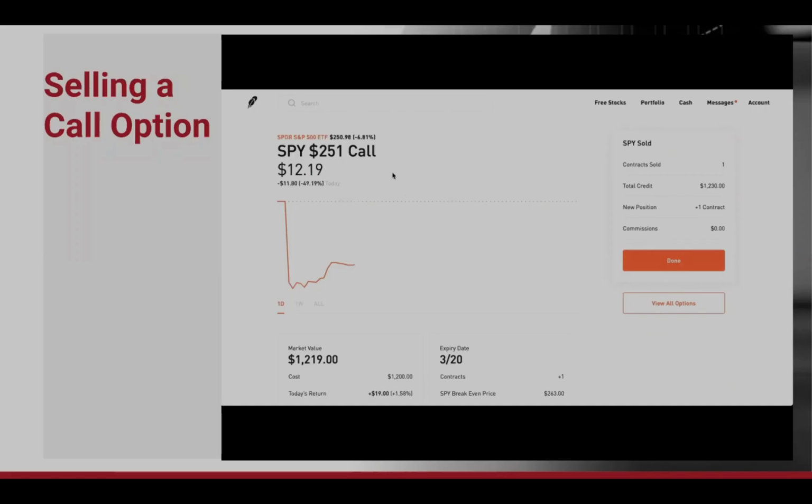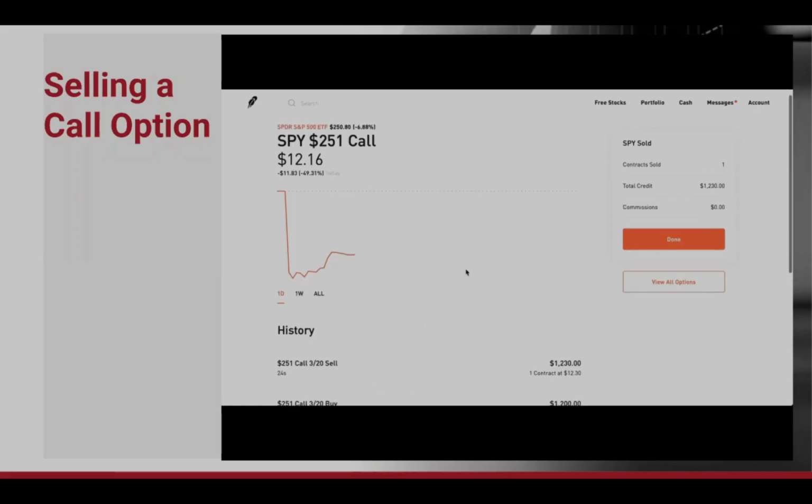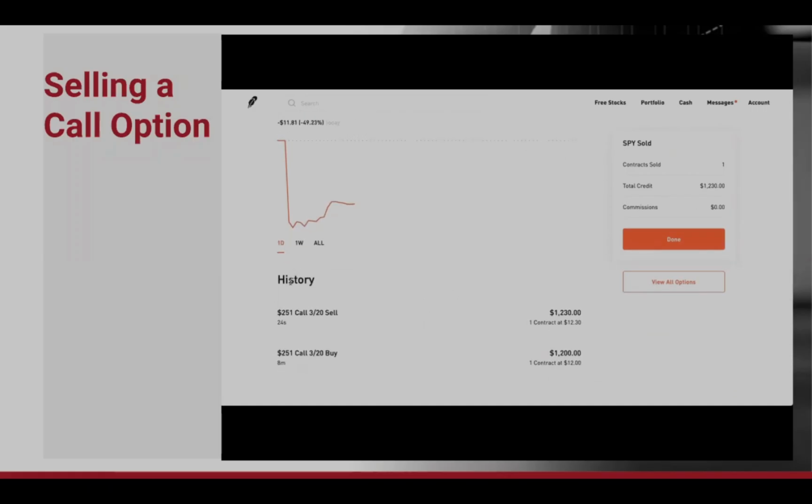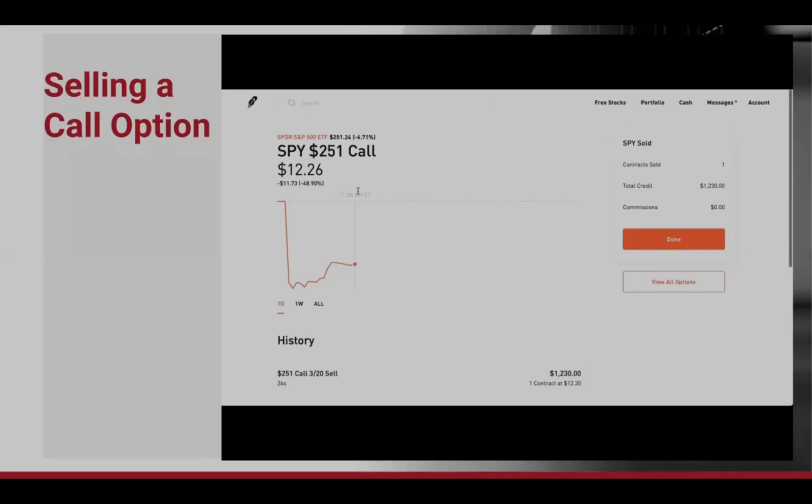I didn't have to wait until the expiration date. I bought, this is the history. 8 minutes ago, I bought one call option. I used $1,200. I made $30 in about 8 minutes. And that's how you close a call option position using the Robinhood platform.